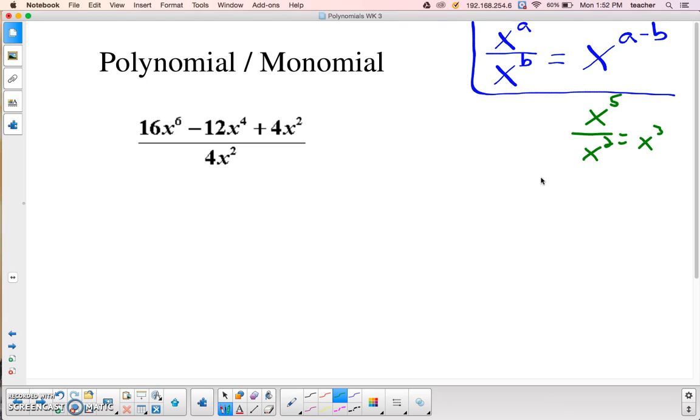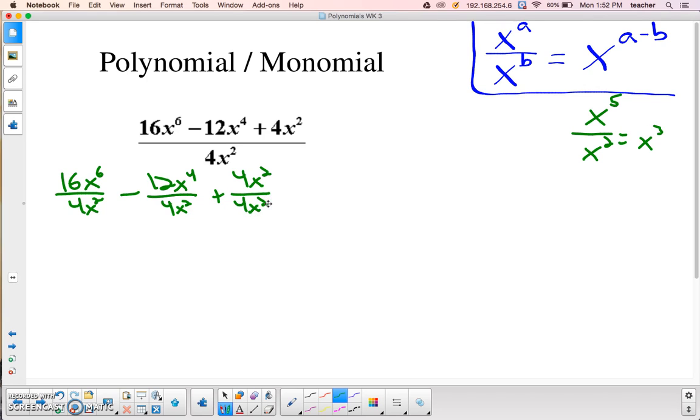Okay, so that being said, to divide a polynomial by a monomial, the first thing we need to do is split this up into as many pieces as there are terms on top. This whole expression in the numerator, the top of the fraction, is being divided by this monomial 4x squared. That means that 16x to the 6th is being divided by the 4x squared, and the negative 12x to the 4th is being divided by the 4x squared, and the positive 4x squared is being divided by 4x squared.